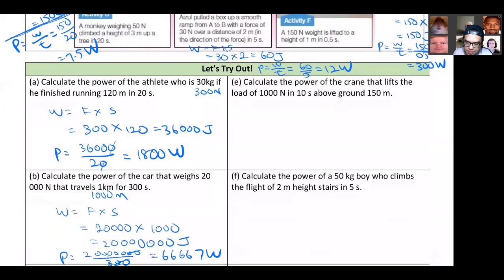Okay, and then for E, calculate the power of a crane. Crane is a machine, that lifts a load of 1000 Newton, 10 seconds, above 150. So let's do it in one step. 1000 times 150 divided by 10. So 150,000 divided by 10 is 15,000.